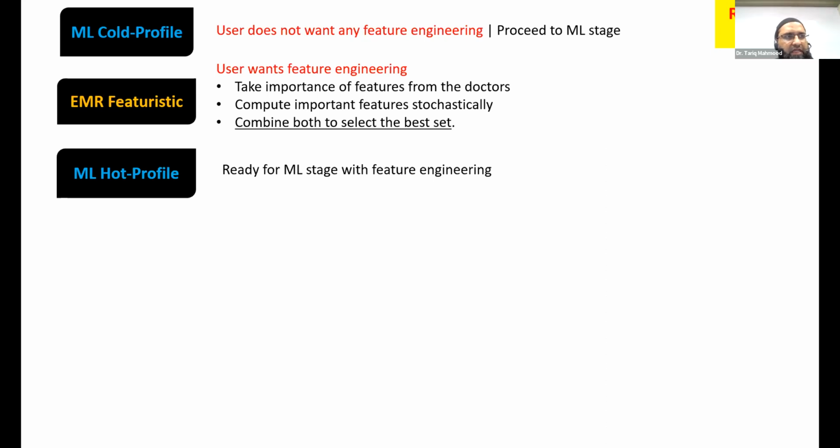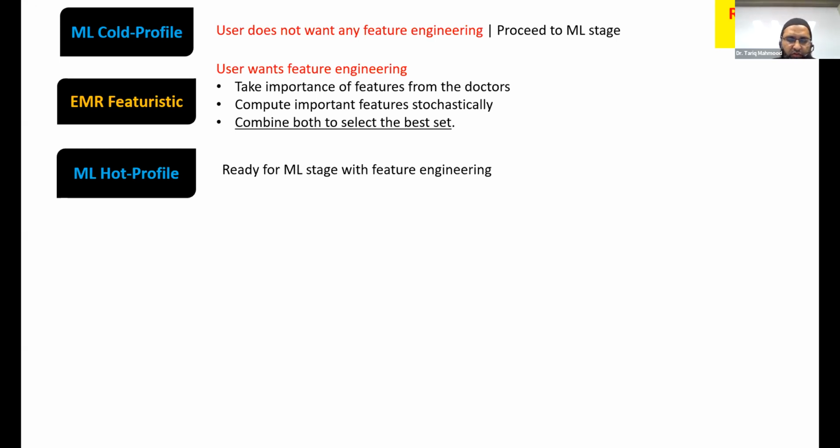Cold profile basically means that at this stage I'm ready for machine learning if I don't want to do any feature selection or feature engineering. And if I do feature engineering, we call it a machine learning hot profile. So we have created data structures to store the data in either a cold profile or a hot profile. The difference is only with respect to feature selection.